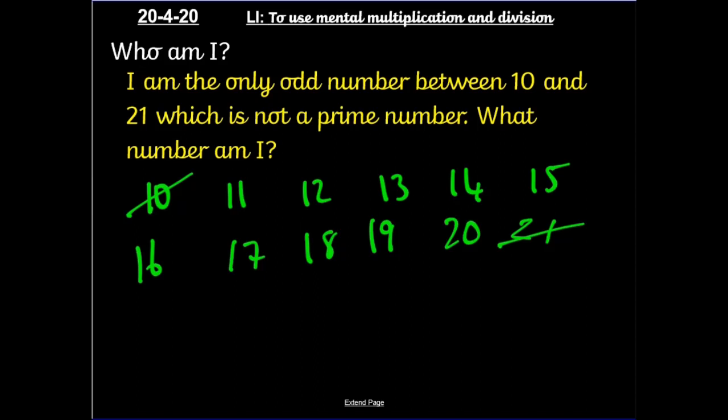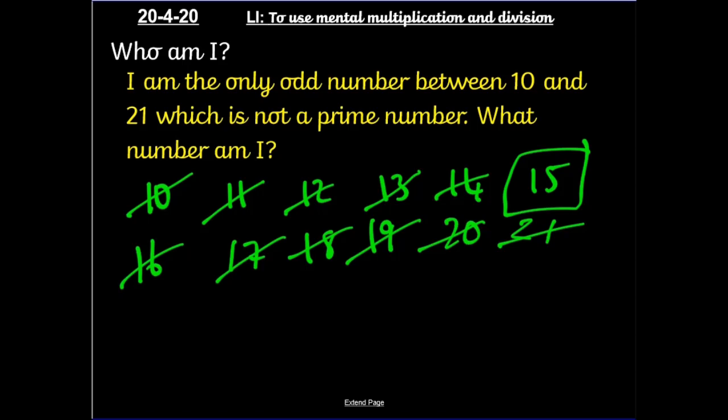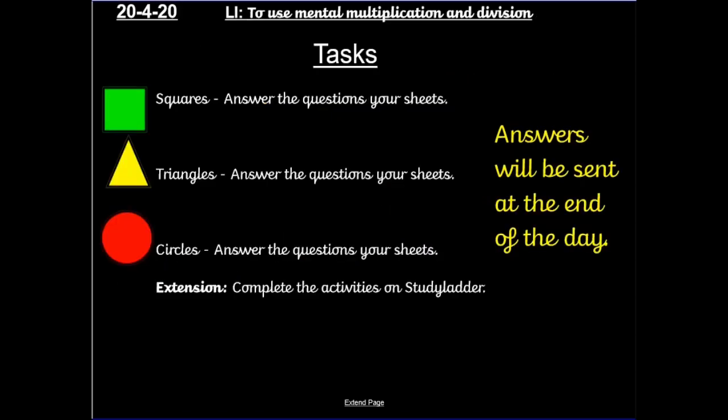Now, the first part of the information here is I'm the only odd number. Well, odd gets rid of 12, 14, 16, 18, and 20. And I'm the only number that is not a prime number. Okay then, well, 11 is a prime number. 13, yeah, that's a prime number. 15, ooh, that is not a prime number because it can be divided by 3 and 5 as well. 17, prime number, and 19, prime number. Therefore, which number am I? I am 15, okay?